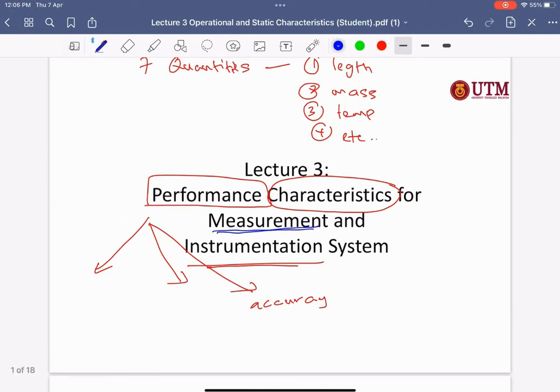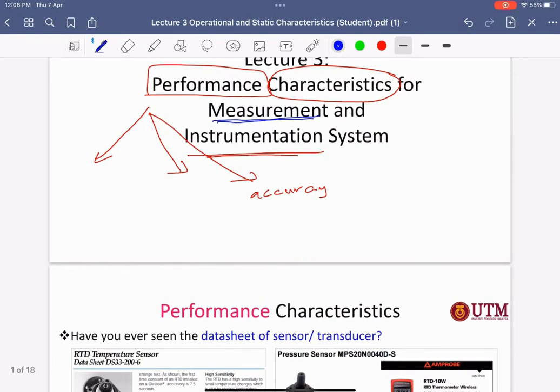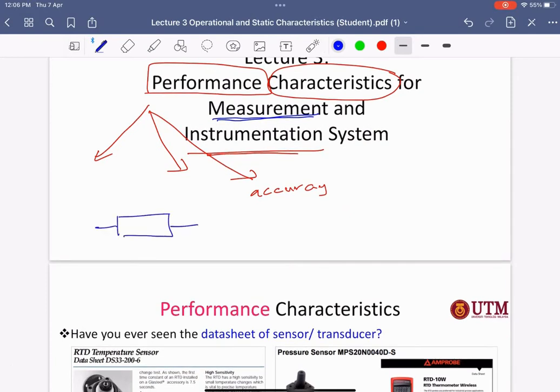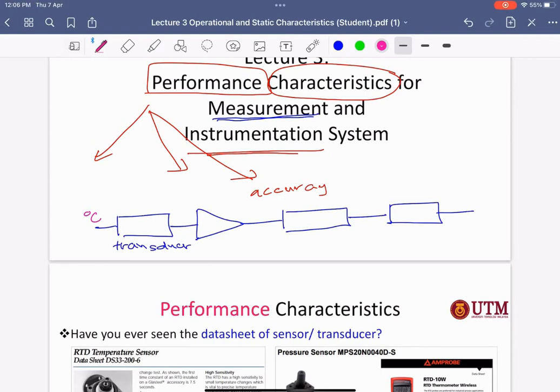Just to recap, what is the instrumentation system? There are 4 components involved. Of course, you want to do the measurement, so you will need a transducer, or sometimes we call it a sensor. For example, your transducer detects the temperature and converts it into a useful value, which is the millivolt. Then you need signal conditioning to amplify it to become a voltage. This one is SG. SG is not Singapore, guys.